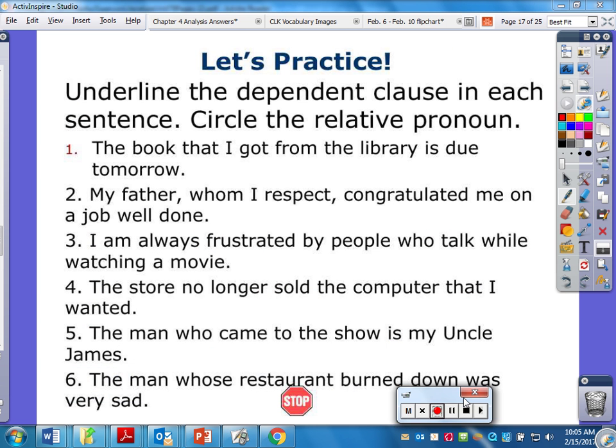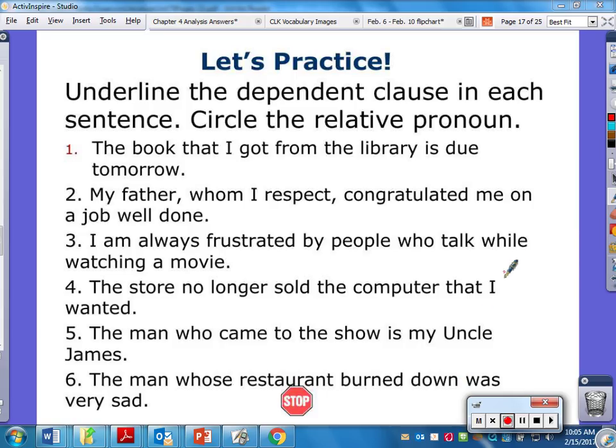Let's do some practice. We're going to quickly practice and see if we can find each dependent clause. We're going to circle the relative pronoun first. The book that I got from the library is due tomorrow. Where's your relative pronoun? If you circled that, you are correct. Where's our dependent clause? That I got from the library is due. So we're going to box this in. This is our dependent clause here.